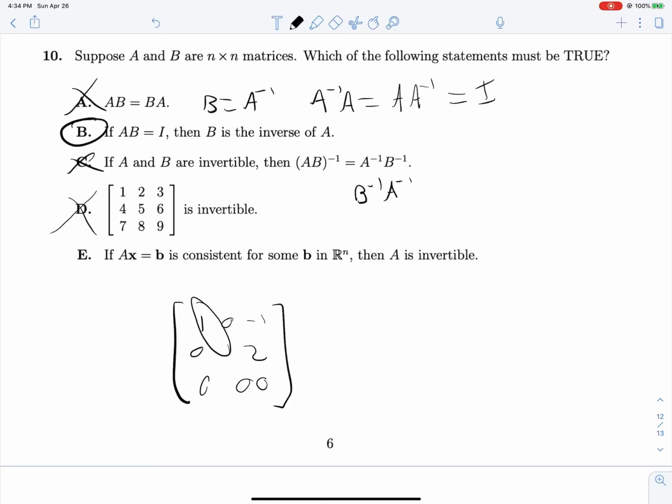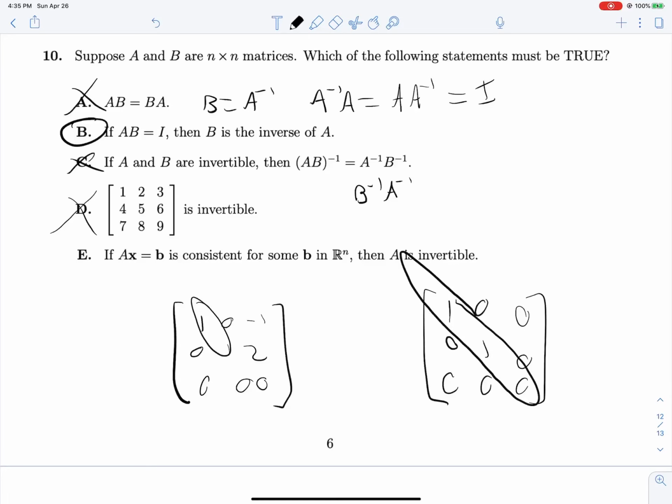What about E? Finally, if AX equals B is consistent for some B in Rn, then A is invertible. Nope. And we will come back to the example that I've used a couple times now. This guy that takes in all of R3 and outputs the XY plane in R3. So it's consistent for any vectors B that happen to lie in the xy plane, so any vectors with a z value of 0, but it is not invertible because it's upper triangular, so its determinant is just the product of its main diagonal, which is 0. So nope. Okay, we're done.